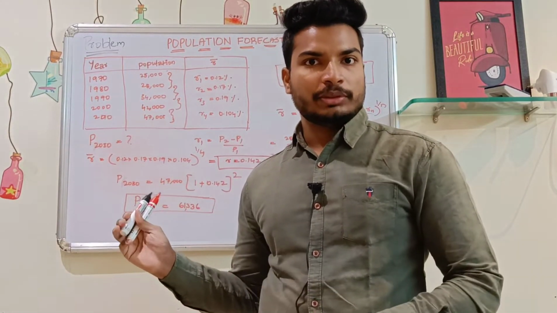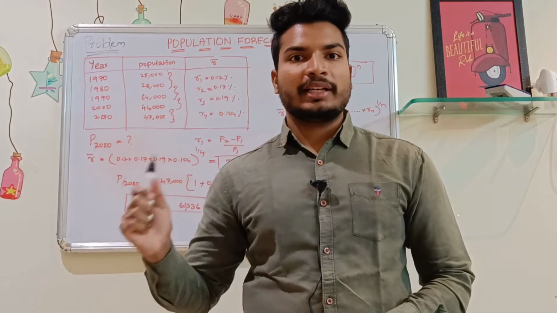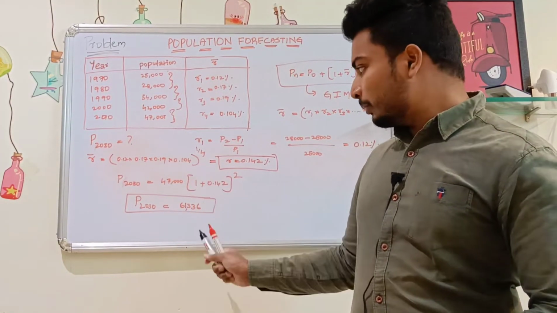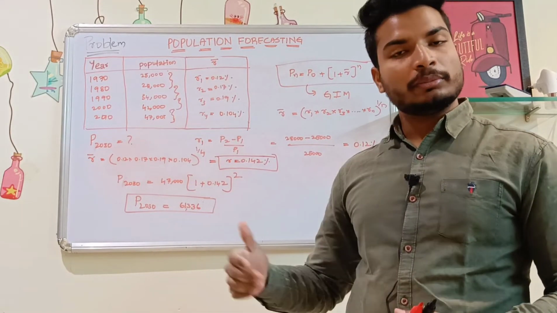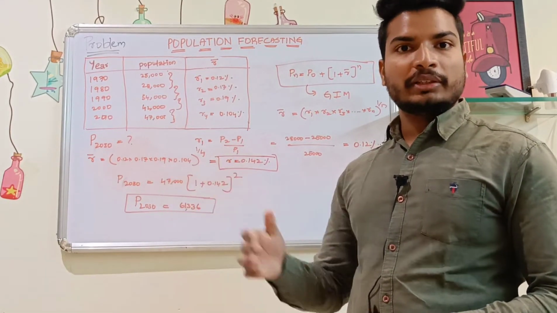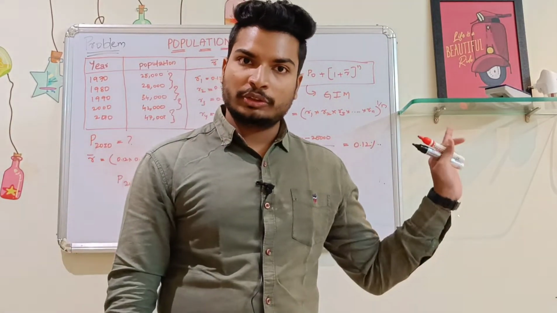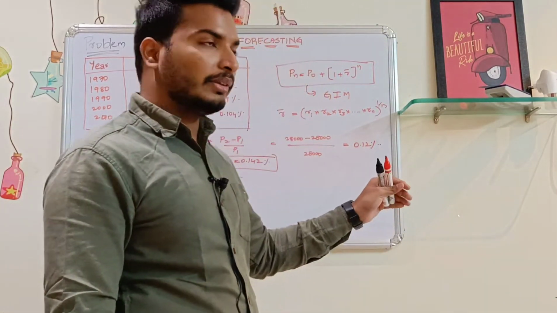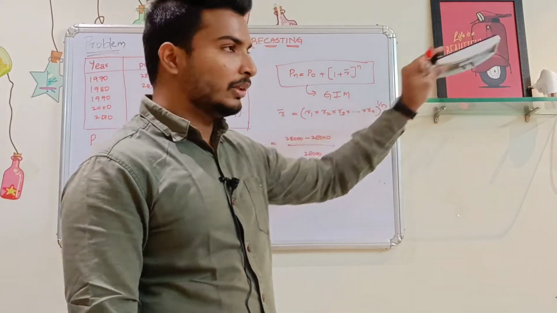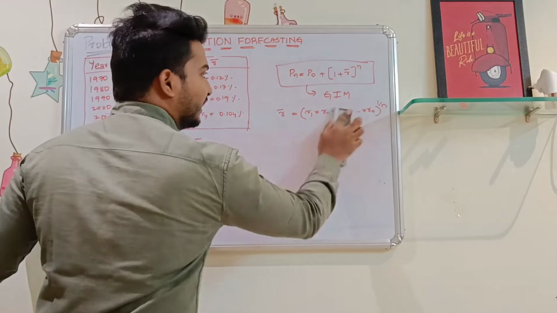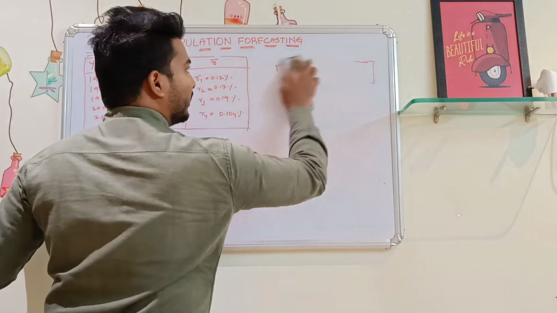So here you observe it. From the first method, arithmetic increase method, the population which we have forecasted is 58,000. But here it is 61,000, because the population by the geometric growth rate method is more, as there is an exponential increase. So the same problem again we'll be solving for the incremental increase method. Incremental increase method is nothing but the extension of the arithmetic method.